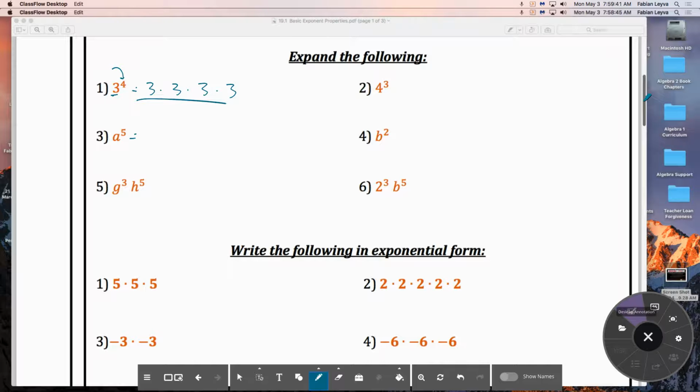We're still going to have a base of a, and we're going to multiply it by itself an exponent amount of times, which is 5. So this is going to be rewritten or expanded out as a times a times a times a times a.